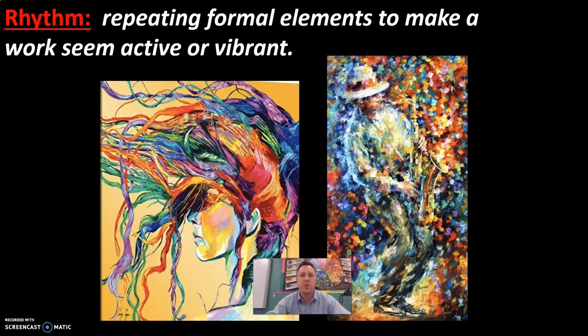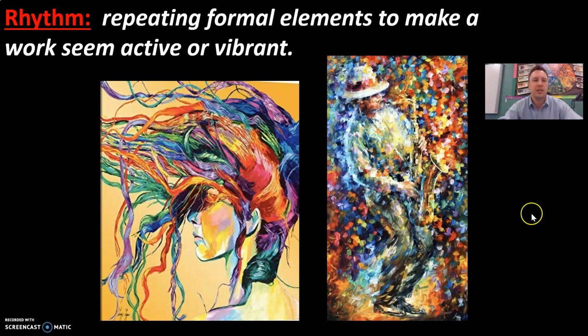Rhythm. Rhythm is when you repeat the formal elements to make a work seem active or vibrant. Whenever you see the formal elements, we're talking about line, color, value, texture, space, and I'm missing one or two, but the focus of this definition is you want something to seem active or vibrant.